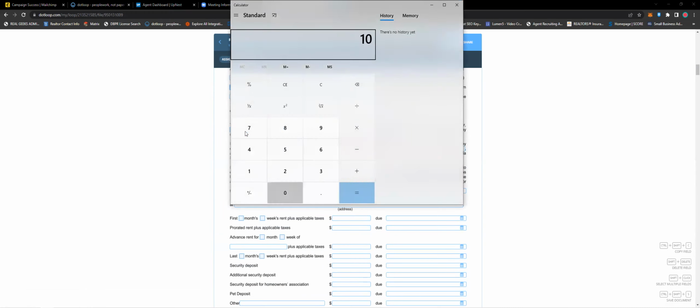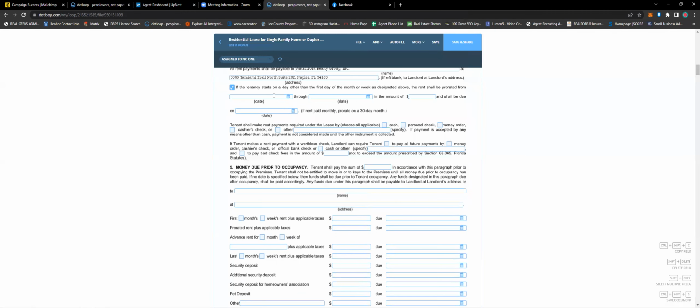If tenancy starts on a day other than the first of the month or first week is above, the rent shall be prorated to. You would check that box if it's going to start on a different day and through what day and what the amount is. You prorate rent based on the number of days in the month. So we would do 1,000 divided by 30. And if it was 10 days, multiply that by 10, you get the total of $333.33. And you would fill these boxes in accordingly if it were the case. I'm not doing a prorated rent. It's going to happen on the date of the first.